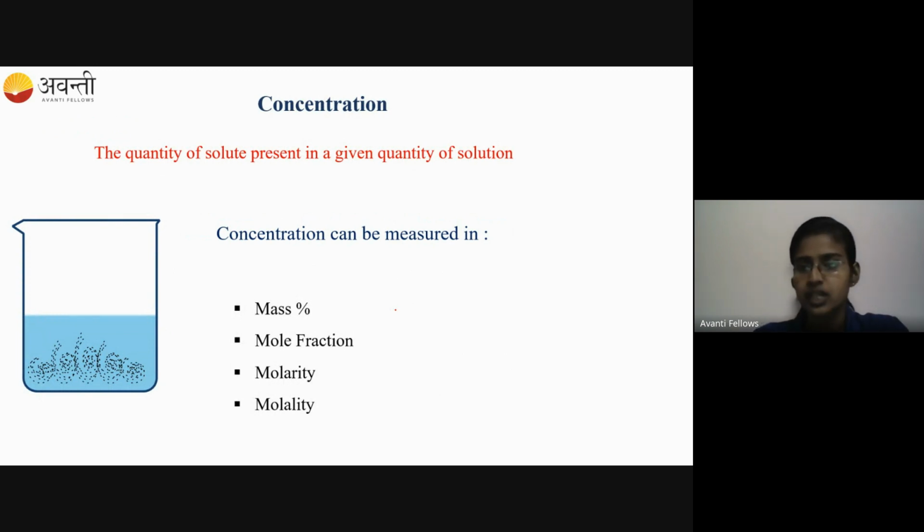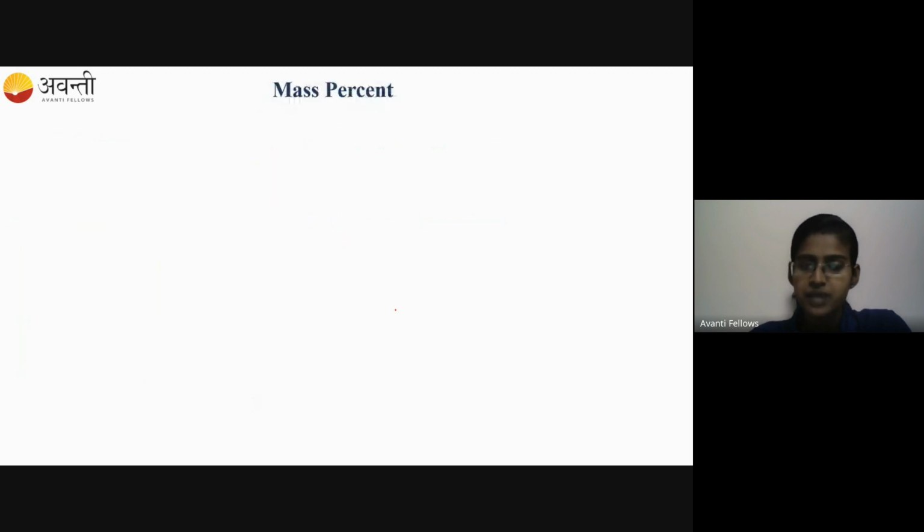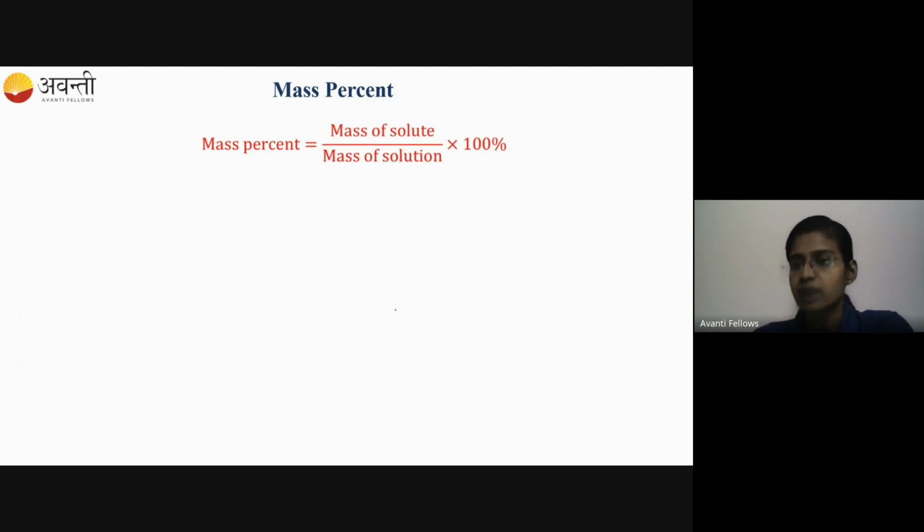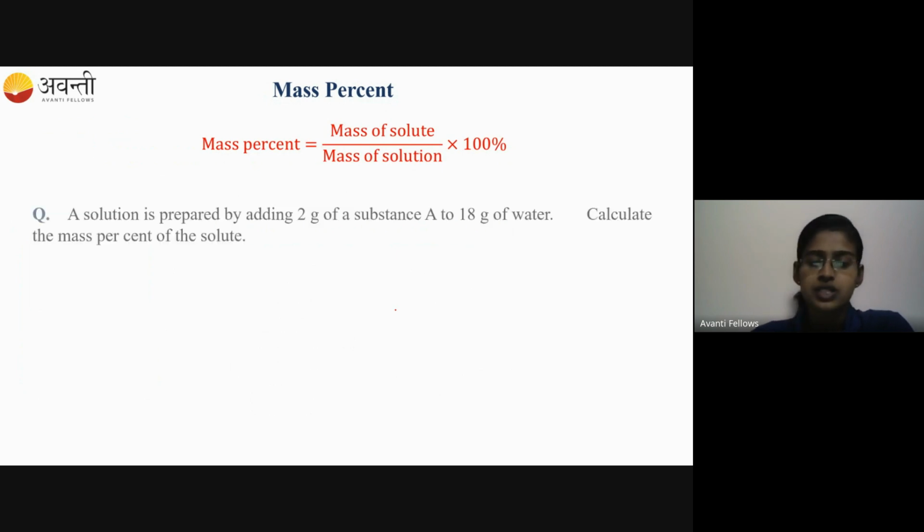Now coming to the mass percentage, what is the formula to find out the mass percent? It's very easy, but you have to memorize the formula. Okay, it is mass of the solute divided by mass of the solution into 100. Mass of the solute by mass of the solution into 100. Now I'll give you a question. A solution is prepared by adding 2 gram of substance A to 18 gram of water. Calculate the mass percent. How will you calculate?